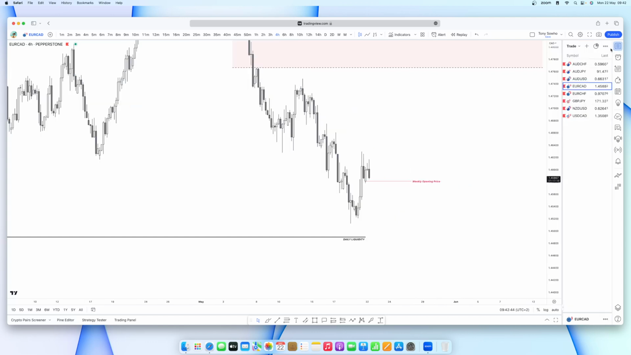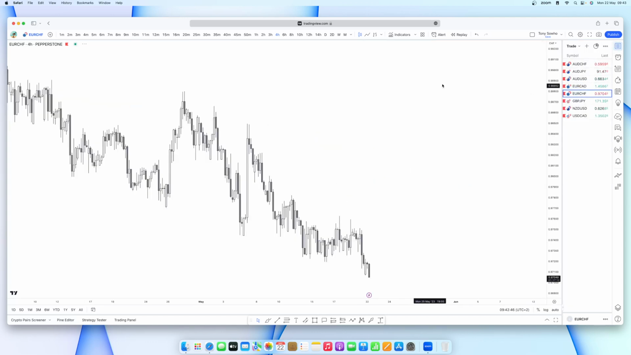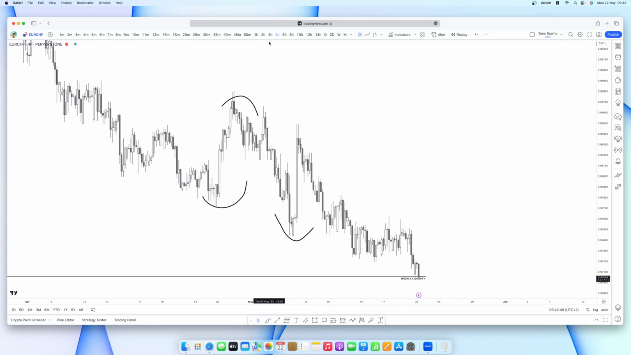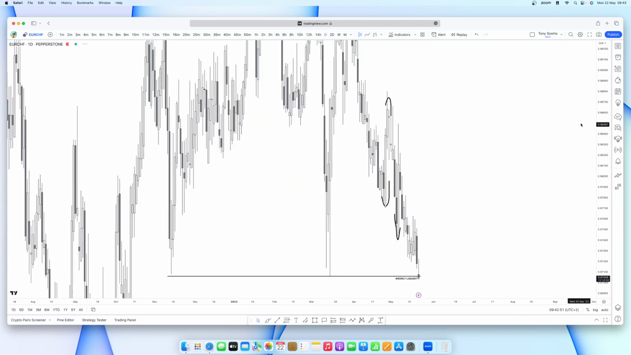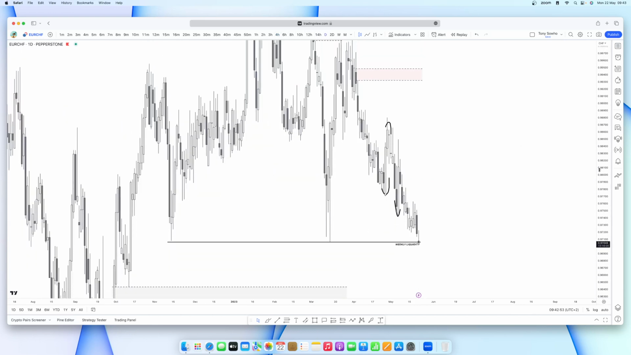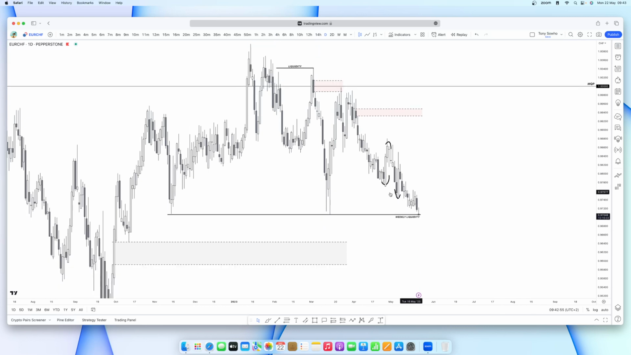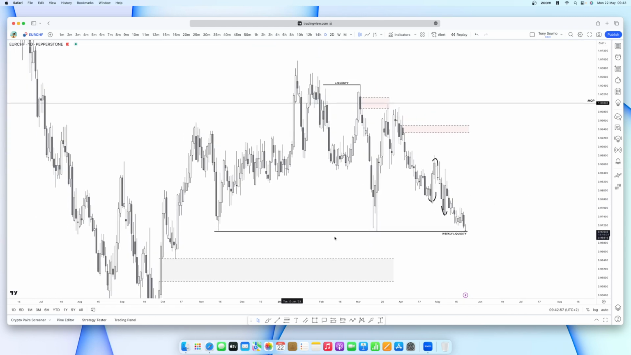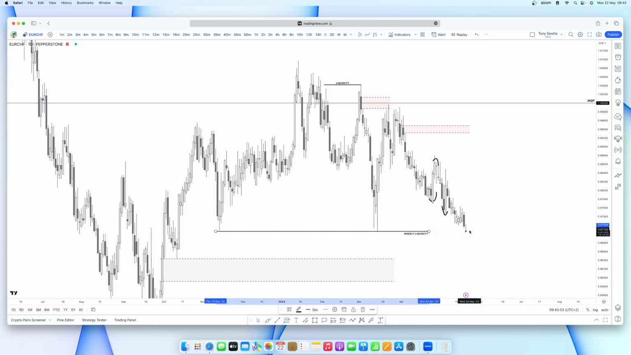That's for Euro Cad. And then Euro Chf. Euro Chf. Oh, liquidity has been swept. I think we're late on this one already. Okay, so Euro Chf actually spotted this liquidity last night before market opened, and I was going to discuss it this morning for you. And already the institutions have started to run on the liquidity.